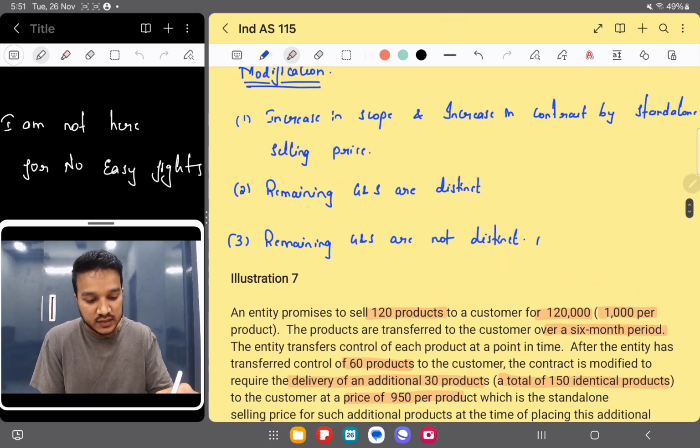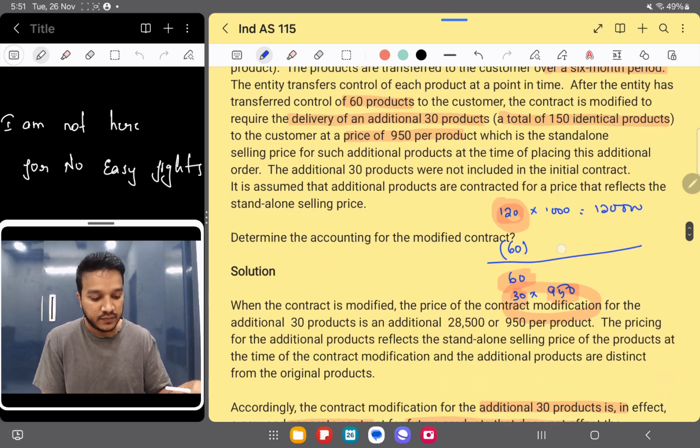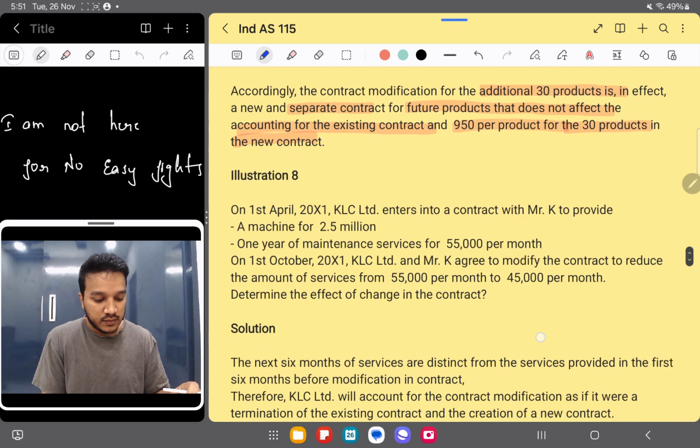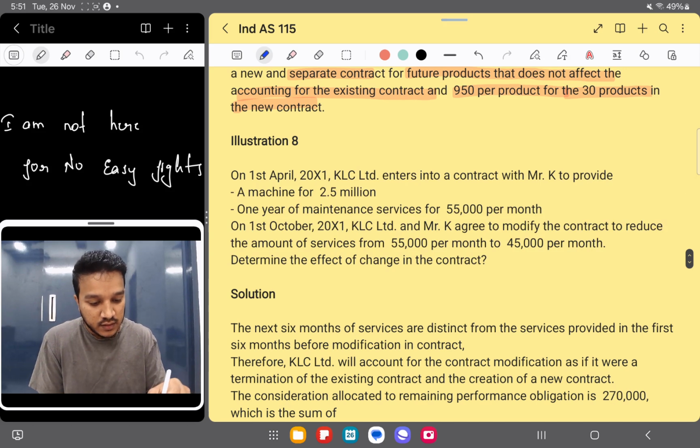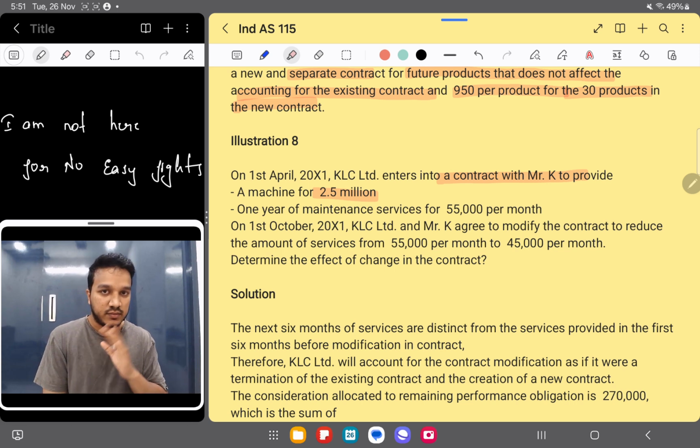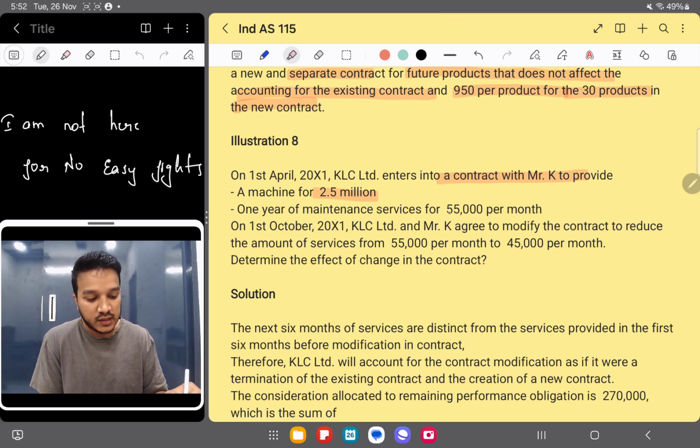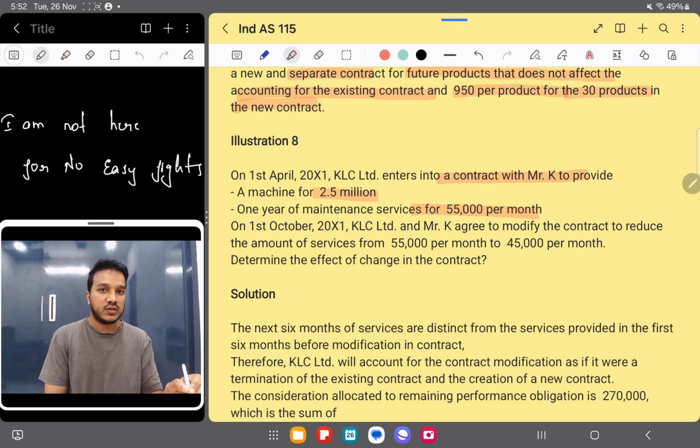Remaining goods and services are distinct. Now this also we should understand with an example. See this: on 1st April, entered into a contract with Mr. K to provide a machine for 2.5 million. They are providing a machine. Done. One year of maintenance services also they are giving, at 55,000 per month.